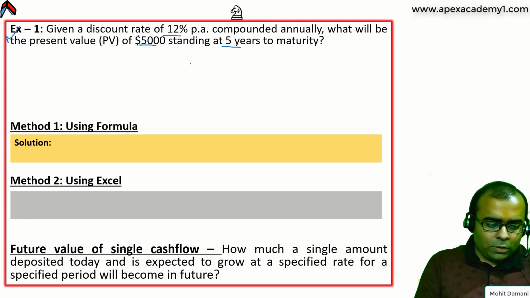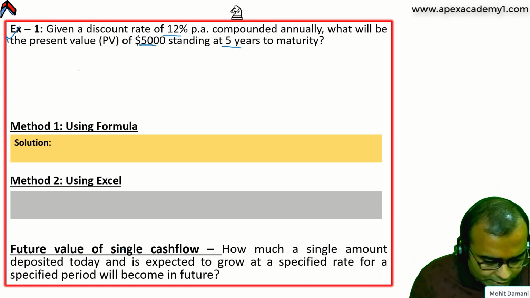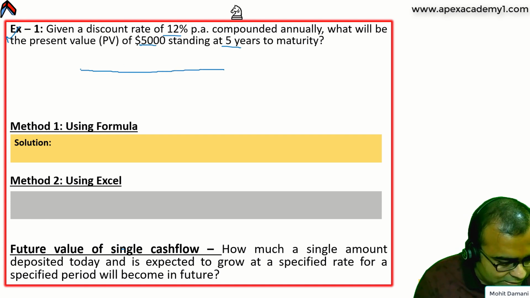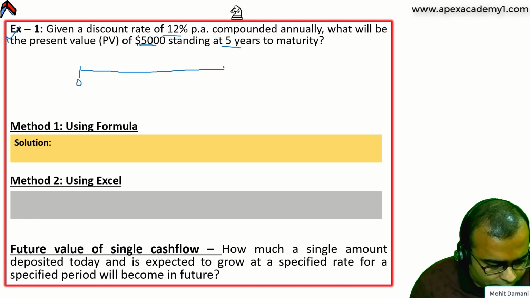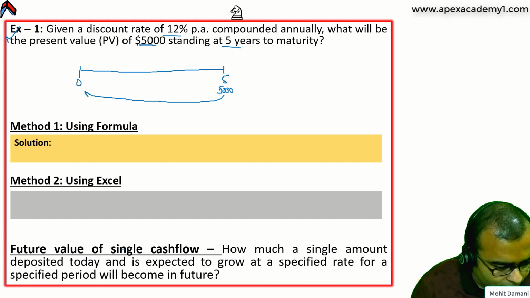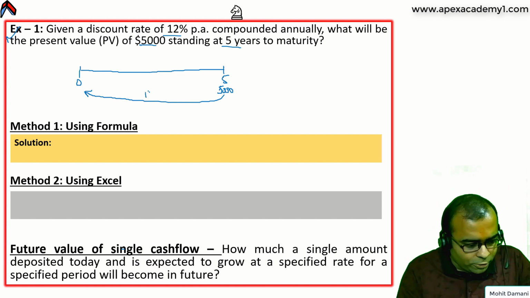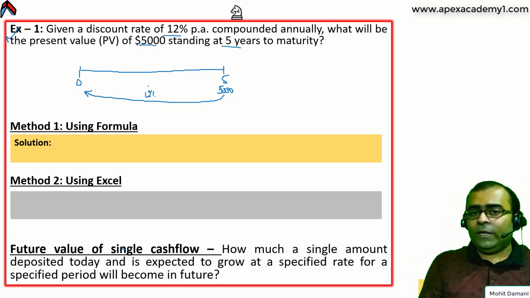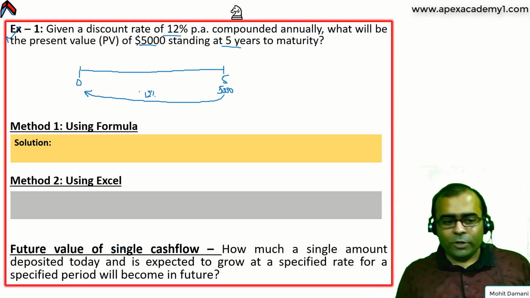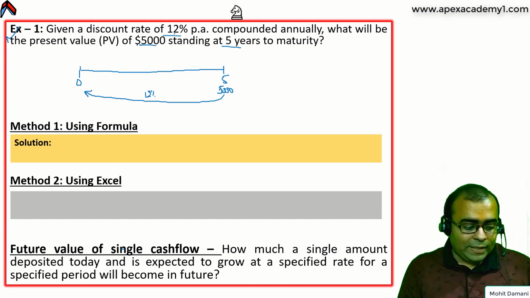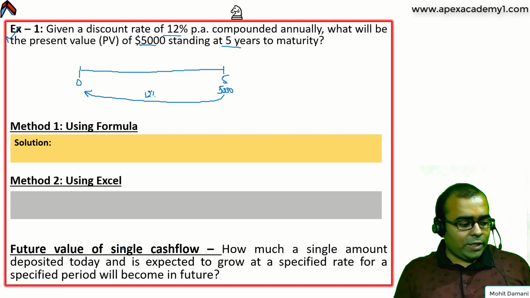Okay, so let me draw a timeline. I think it helps a lot when we work with a timeline. So this is our timeline. We are standing at the 0th day and the amount is standing at the 5th year. The amount receivable is $5,000 and we are trying to determine the present value with an interest rate of 12%. So how are we going to determine that?